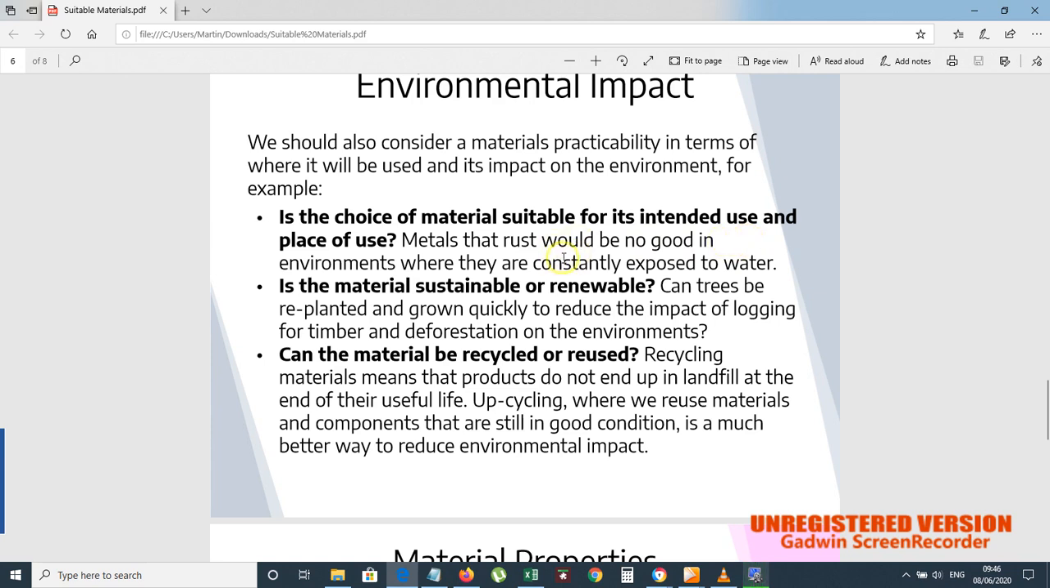So things like this, we were thinking about metals rusting. We are thinking about things that are exposed to water. Sunlight will actually degrade your material depending on what it is and where it's being used.